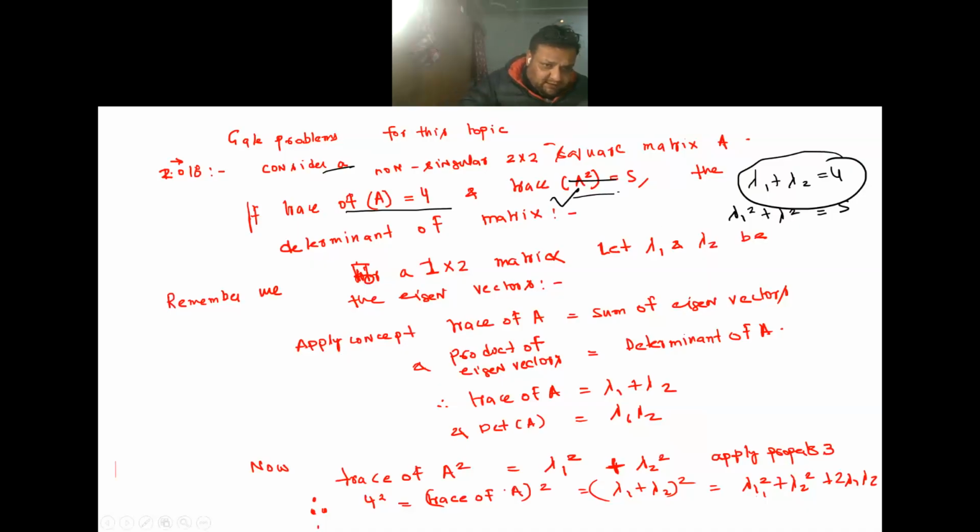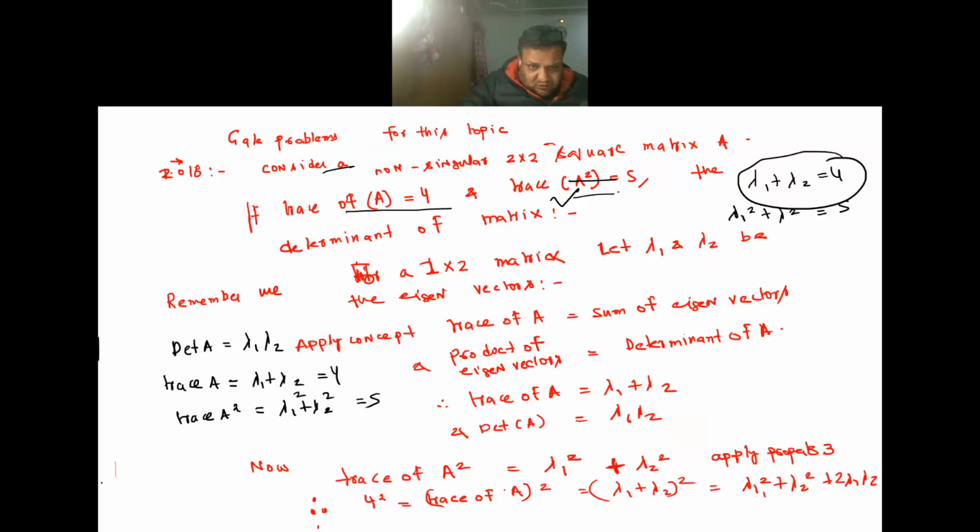Now we already know that the determinant of A is the product of λ1 and λ2. The trace of A has been given in the question. The trace of A is λ1 plus λ2, which is given as 4. And the trace of A square is also given, as λ1 square plus λ2 square, which is 5. So you just need to solve these equations.